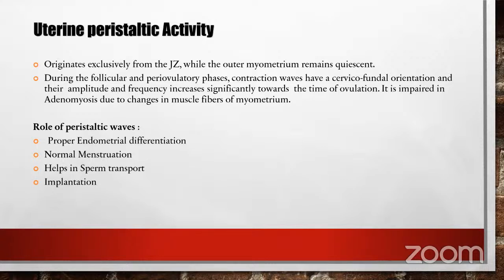Uterine peristaltic activity originates exclusively from the junctional zone, while the outer myometrium remains quiescent. During the follicular and periovulatory phases, contraction waves have a cervico-fundal orientation, and their amplitude and frequency increase significantly towards the time of ovulation. It is impaired in adenomyosis due to changes in muscle fibers of the myometrium. The role of peristaltic activity is significant in proper endometrial differentiation, normal menstruation, and helps in sperm transport and implantation.